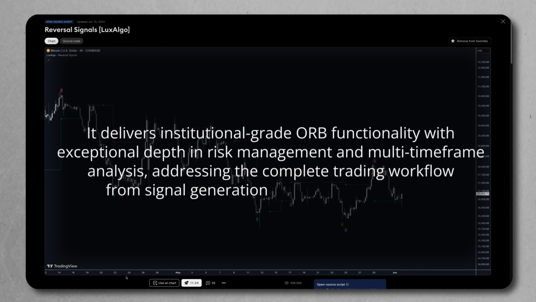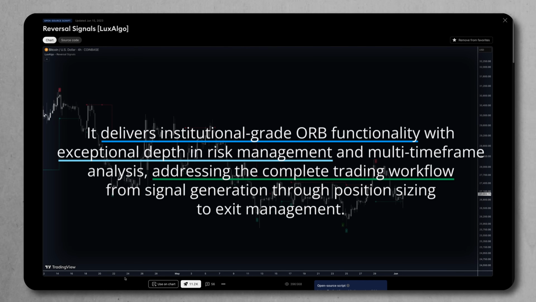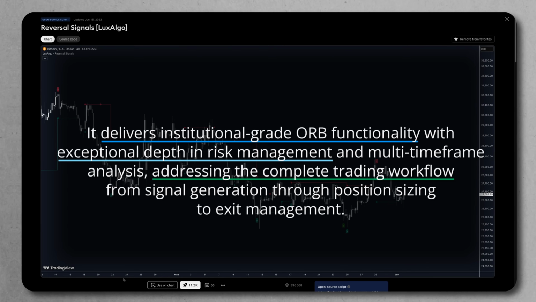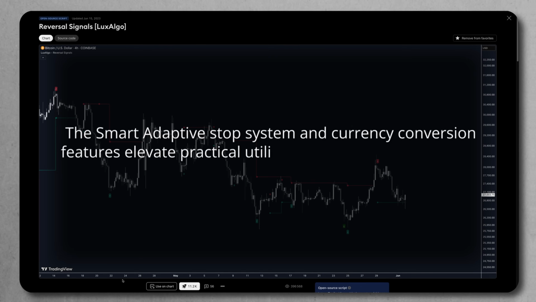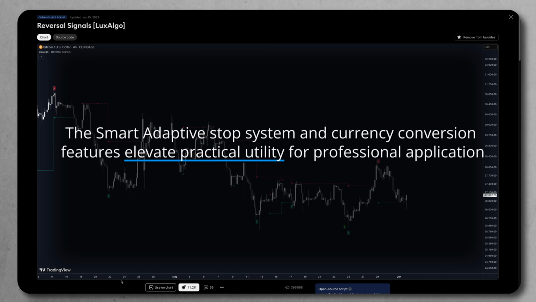It delivers institutional-grade ORB functionality with exceptional depth in risk management and multi-timeframe analysis, addressing the complete trading workflow from signal generation through position sizing to exit management. The smart adaptive stop system and currency conversion features elevate practical utility for professional application.